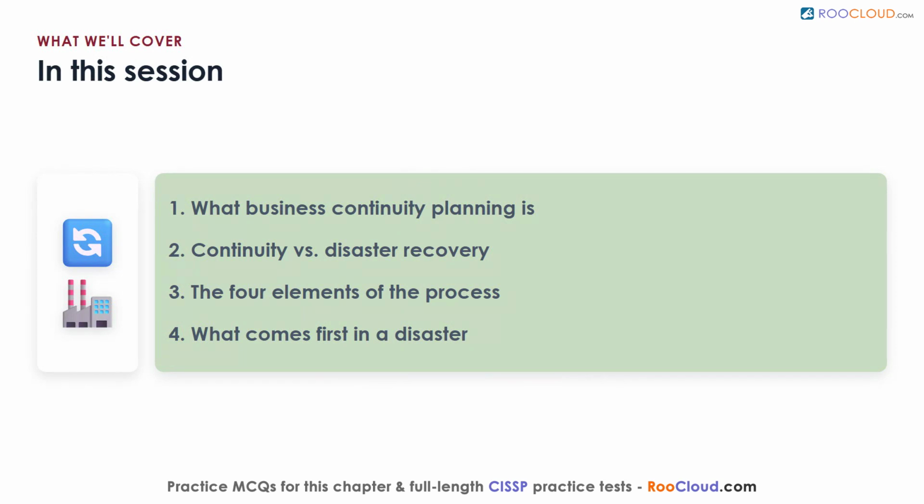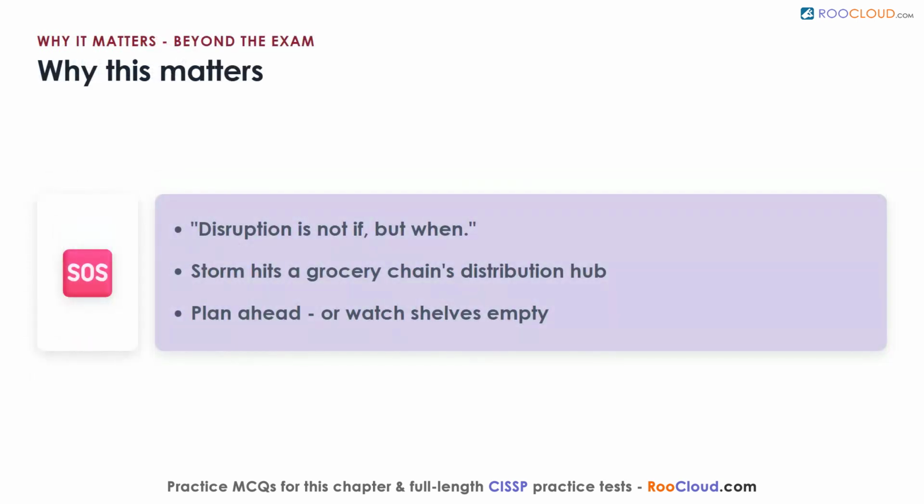We'll answer several questions. What is business continuity planning? And what is it really trying to protect? How does it differ from disaster recovery planning? What are the 4 elements that make up the whole process? And when disaster hits, what comes before everything else? Why does this matter beyond the exam?